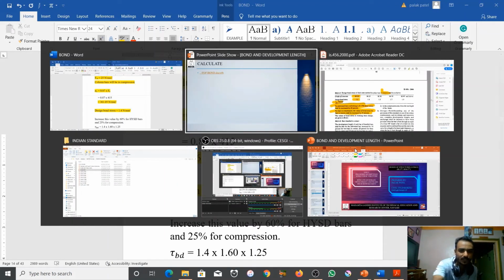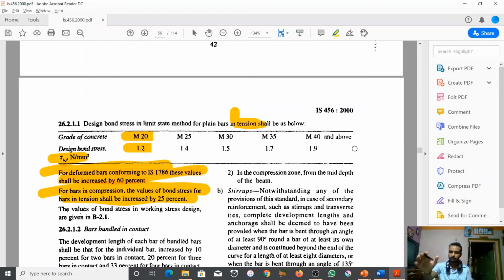Why this? Let's check in the IS code. In this table we can find the design bond stress tau BD in Newton per mm square, as well as the concrete grade. For concrete grade M25, the value of design bond stress is 1.4. Simple, 1.4. But 1.4 is for tension. When your reinforcement is in tension and we have M25 grade concrete, the design bond stress is 1.4.